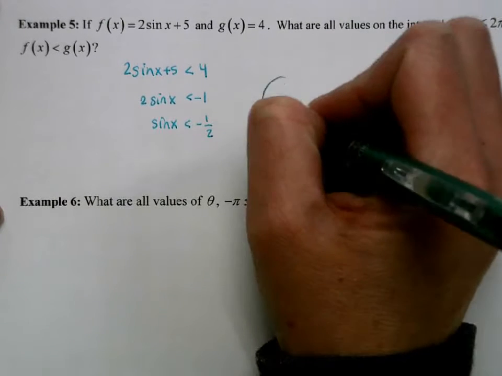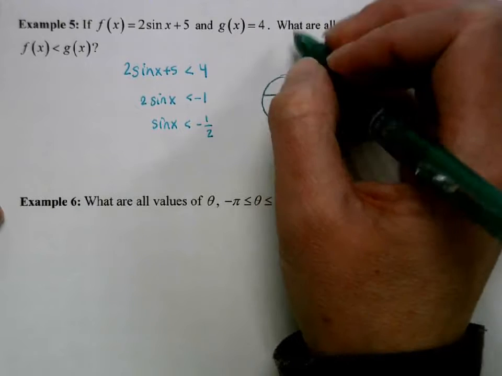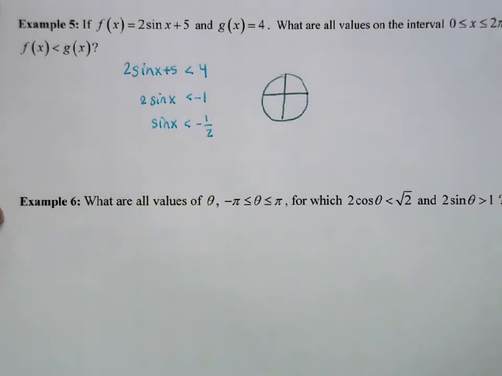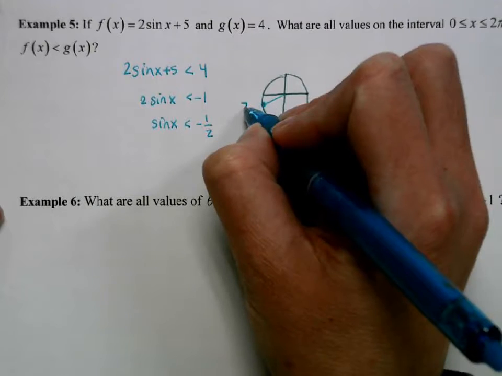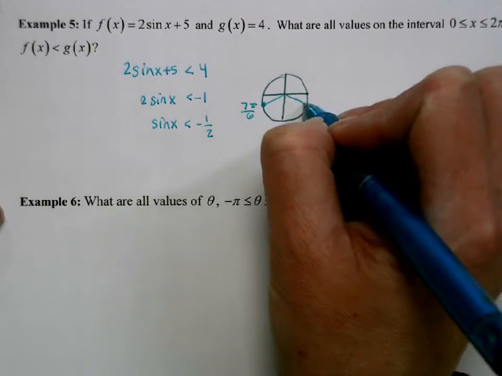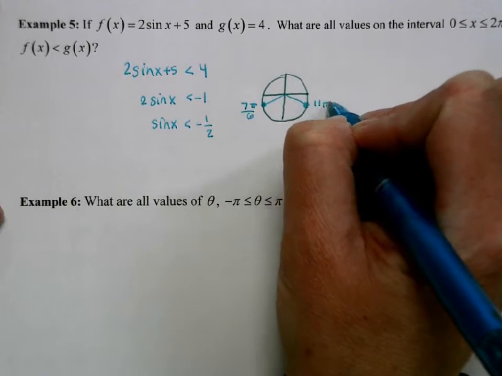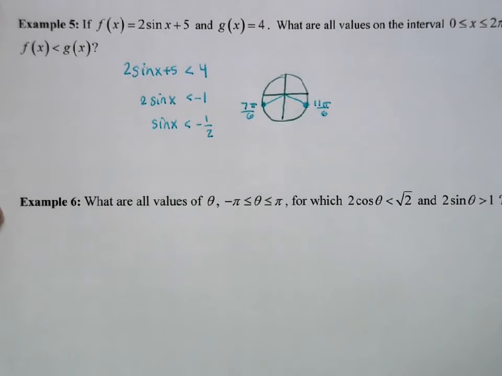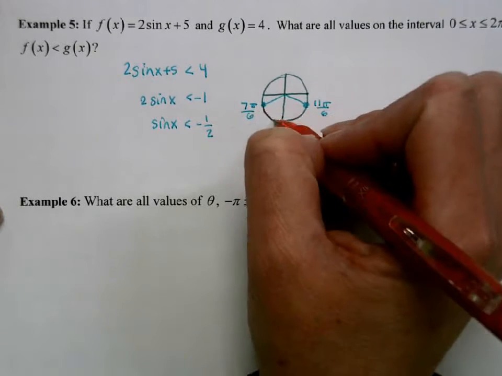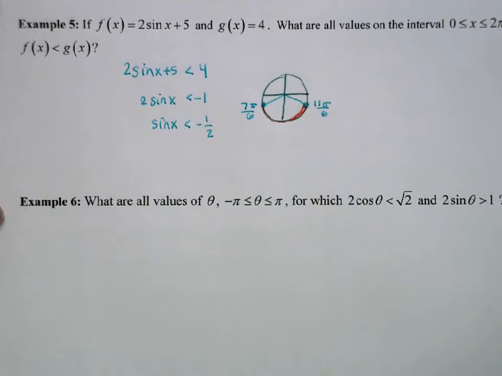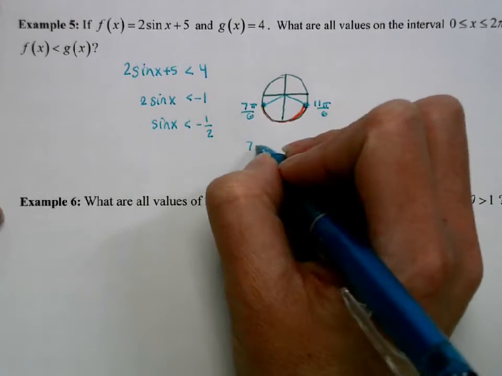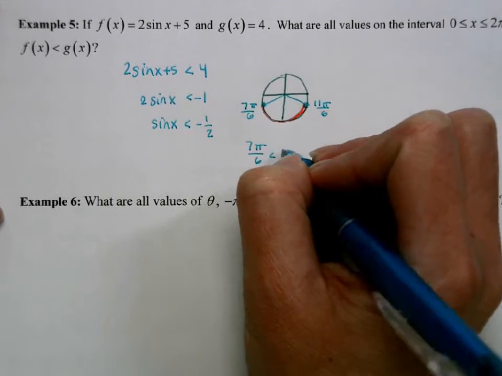I'm going to consult my unit circle. Our y values are negative 1/2 here at 7π/6 and at 11π/6. And we want when sine of x is less, so we want our y values to be smaller than that, which is going to be from 7π/6, non-inclusive, to 11π/6.